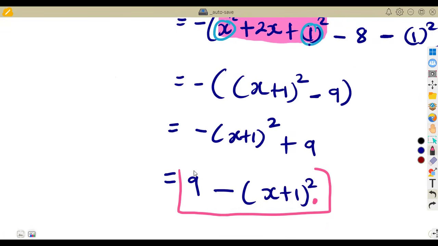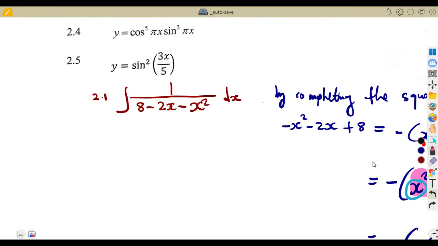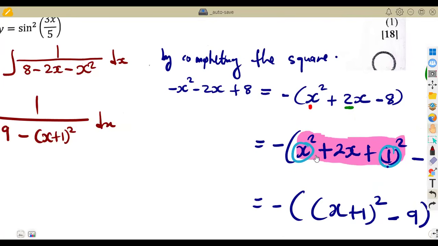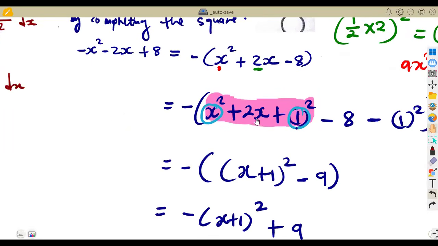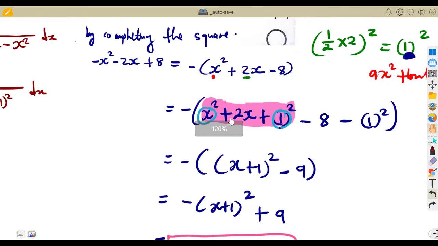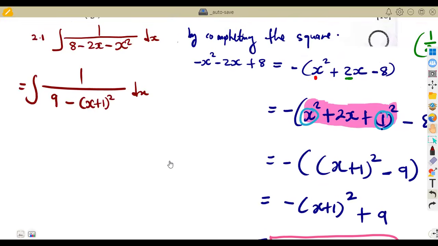After completing the square, this is what we got: 9 minus the bracket of x plus 1 squared. So this is what we're going to substitute. This is going to be the integral of 1 over 9 minus the bracket of x plus 1 squared, as it is. This is what completing the square is all about. It helps us to find an expression that can be integrated, because this one cannot be integrated as it is.